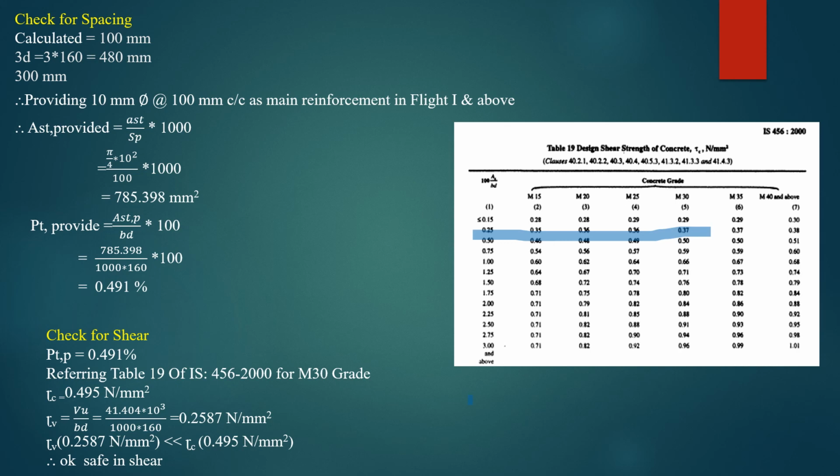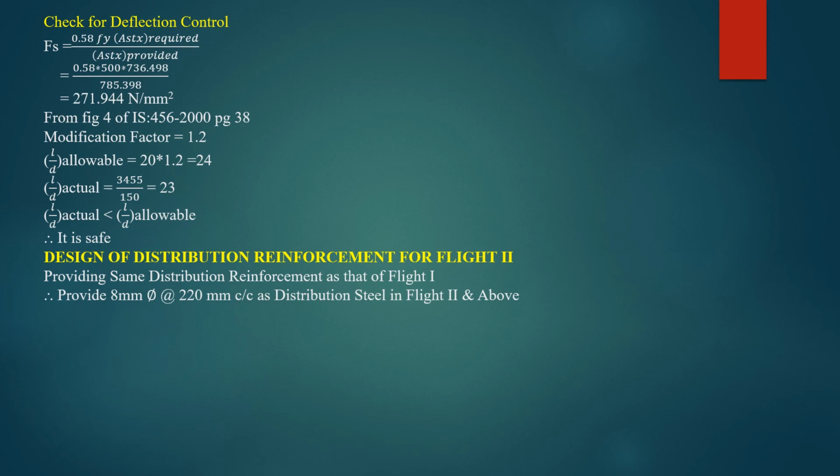Let us also check for deflection. This one we also saw twice. So fs is given as 0.58 fy times AST required upon AST provided. 0.58 into 500 is the fy. AST required is 736.49, AST provided is 785.39. So fs we got is 271.944.